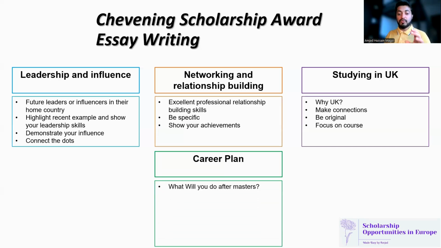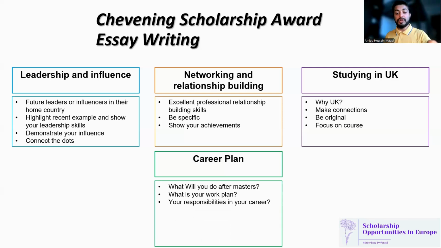So number one is what will you do after your master's? Okay, if you're selected, what are your career goals after this? What is your work plan? You have to define very briefly your work plan, future plan, and your responsibilities in your professional career. The reason I'm talking about professional career is that Chevening looks for applicants who already have working experience, okay, at least 2 years or 2,800 working hours.